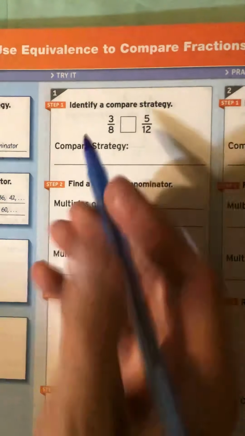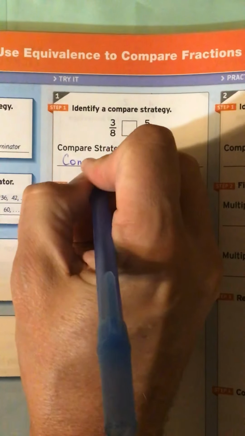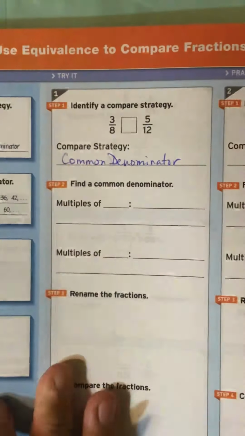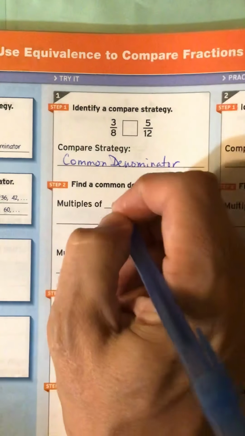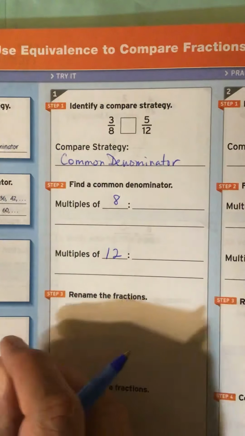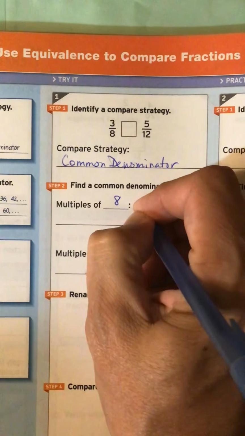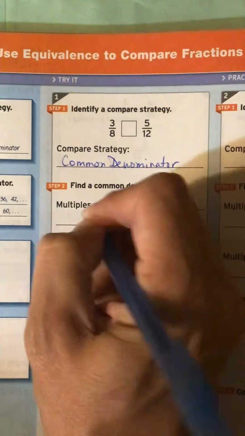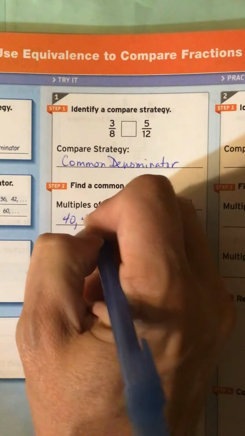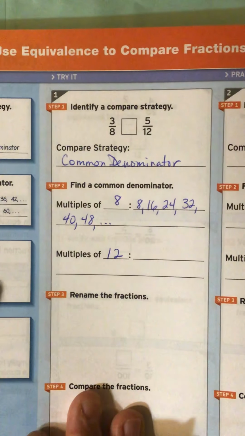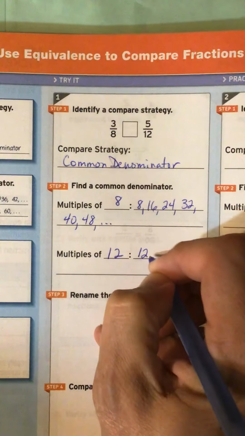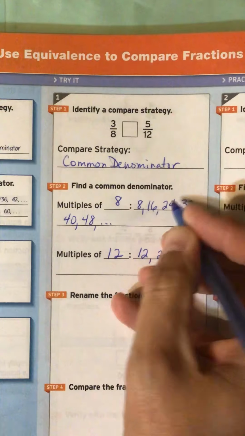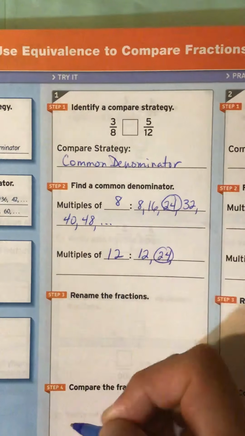So our strategy is going to be common denominator. That's our goal today, is to get common denominators. So we need multiples of each denominator, multiples of 8 and multiples of 12. So we have 8, 16, 24, 32, 40, 48, and so on. We'll see if we need any more. Multiples of 12, we've got 12, 24. I could go on and list more, but I've already listed one that's up above. So we'll just go ahead and circle 24.